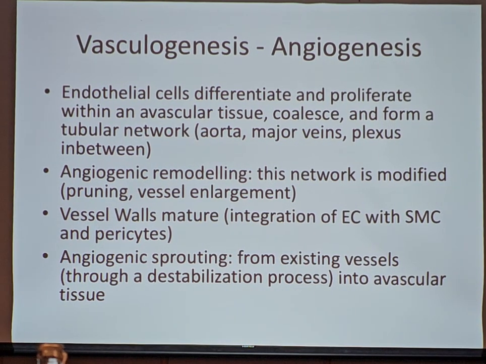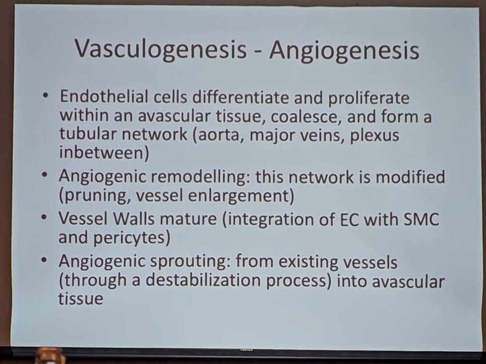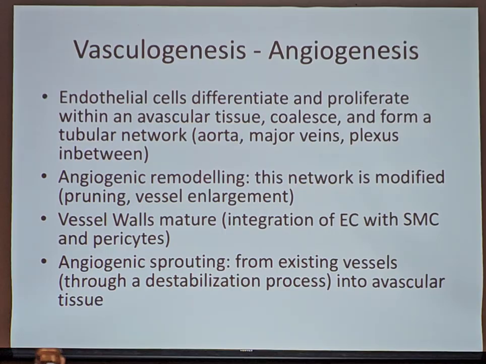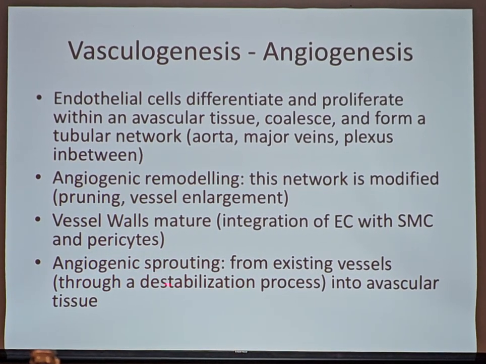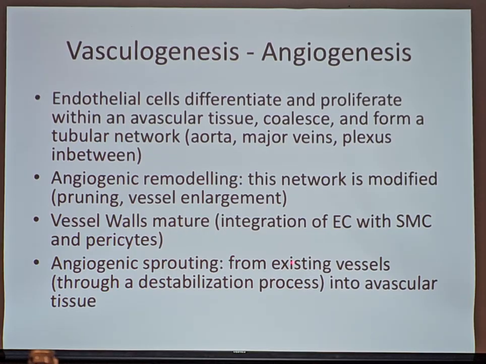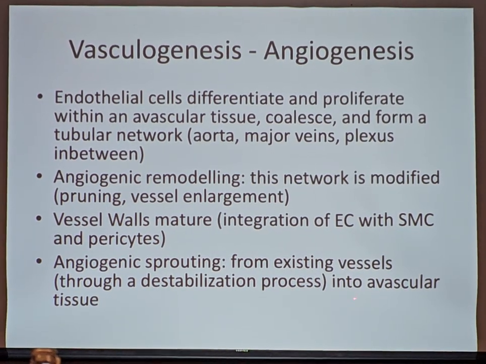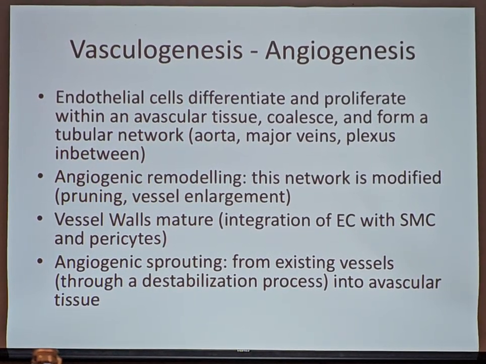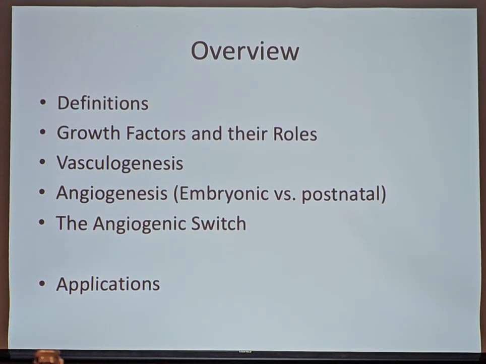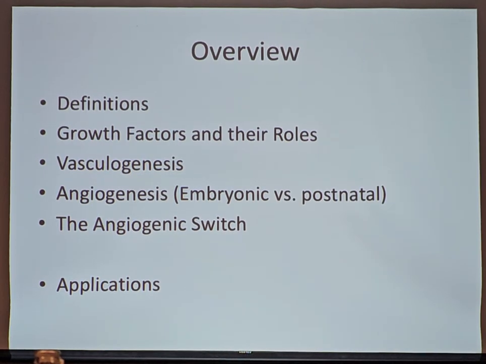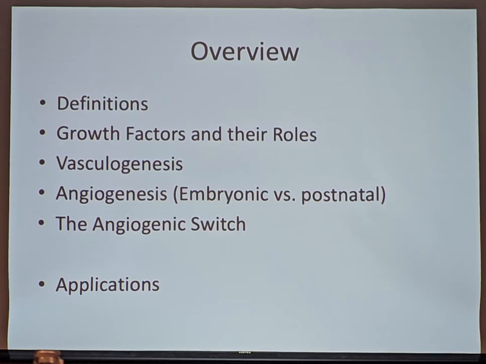Because you are still growing, or you may break your limb and therefore need new vessels to form, you will have at one point in time, both prenatal and postnatal, angiogenic sprouting from existing vessels into new avascular tissue. Okay, all of this vasculogenesis and angiogenesis is determined by growth factors, and there are different growth factor families, and they each have a certain role.